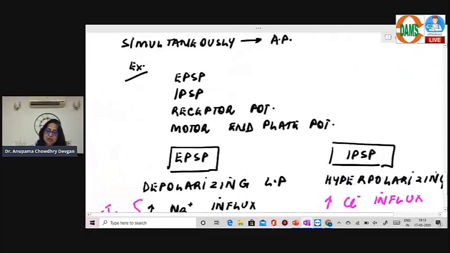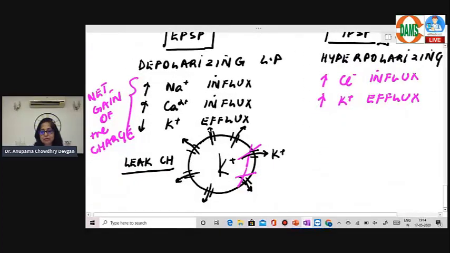This is as far as your local potentials and action potentials are concerned. Now, this has been asked as a NEET question. Which of the following mechanisms will produce an IPSP? The options were increase in potassium influx, calcium influx, sodium influx, all that. And the answer was increase in chloride influx.